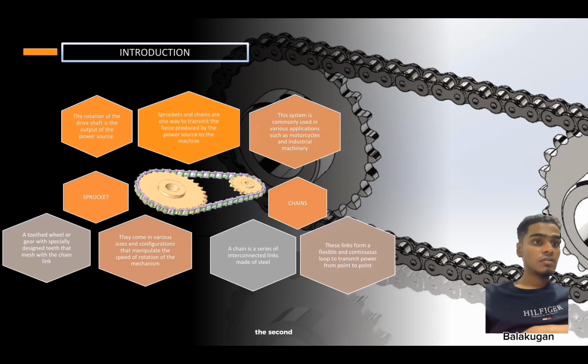The second component is the sprocket, which is a toothed wheel or gear with specially designed teeth that mesh with the chain links. They come in various sizes and configurations. The teeth on the sprocket mesh with the chain, providing a way to transfer power. As the sprocket rotates, it drives the chain, which in turn drives another sprocket or connected machinery.